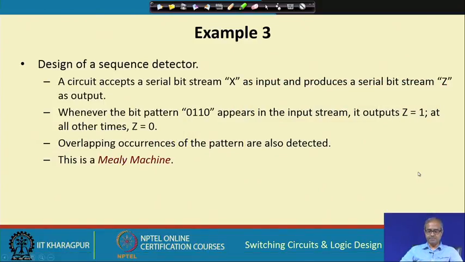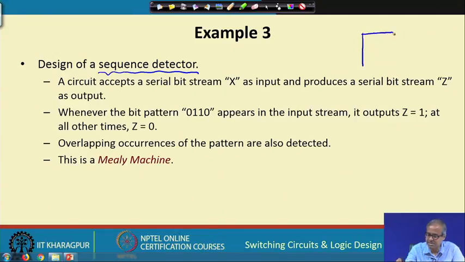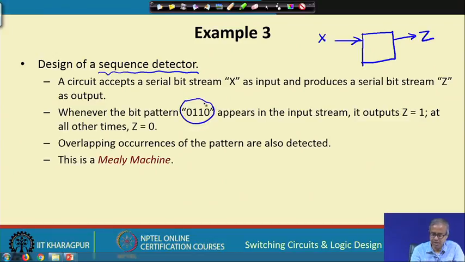Now, let us look at a slightly more difficult problem. This problem is that of a sequence detector. So, what is a sequence detector? Well, it is something similar to the previous problem in the sense that there is a single bit stream x as input and a bit stream z as output. Of course, there is a clock, I am not showing the clock. Now, in x I am applying a bit stream. Whenever this pattern 0 1 1 0 appears, the output will be 1, otherwise it is 0.